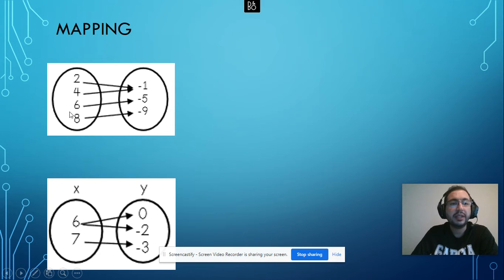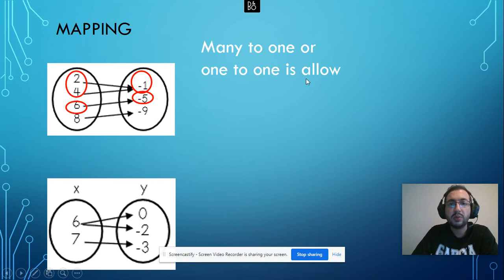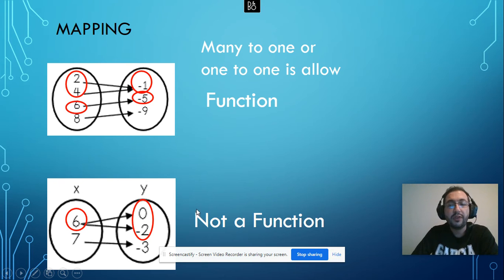Okay. Then we have the mapping. When we have mapping, many to 1, like 2 and 4, is allowed. 1 to 1 is allowed. So many to 1 or 1 to 1 is allowed. Then we're talking about a function. But in this example, 1 to many, so one input with two different outputs, is not allowed. So we're saying this one is not a function.